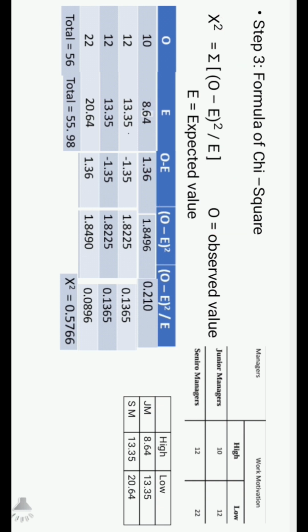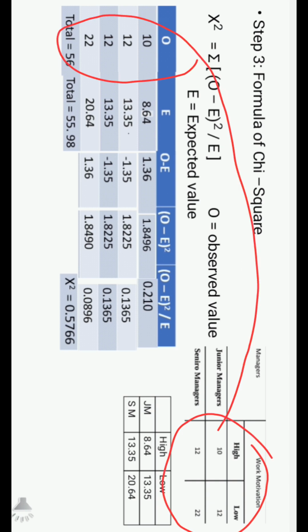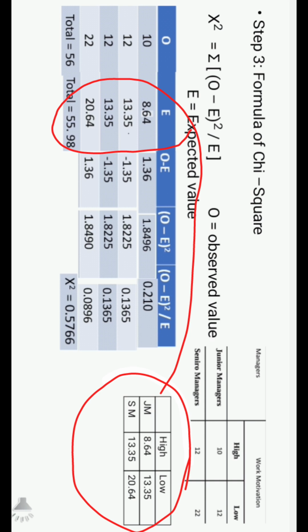Here also we have to form a table. Its first column is the observed value. It is obtained from the question itself. The first row and second row are written continuously in column manner. The second column is the expected value, which you have already calculated. This is also filled continuously, first row followed by the second row, in column manner.